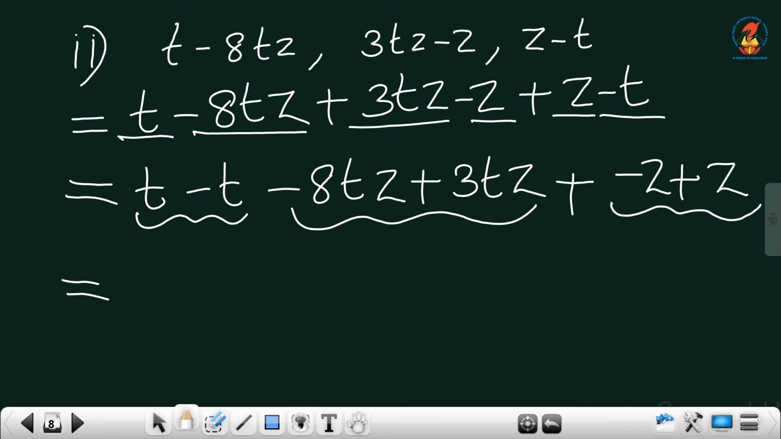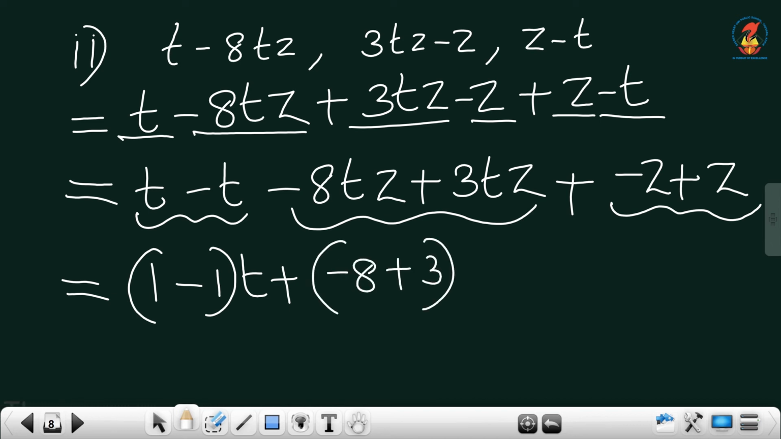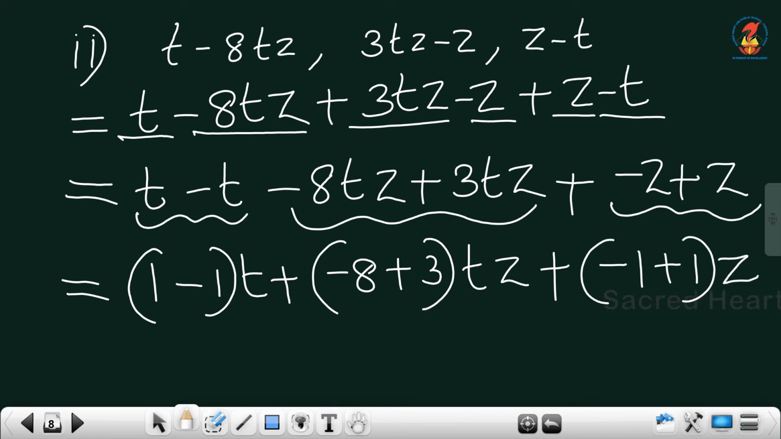Okay, children. So negative z and plus z, one group. These two terms have tz as the variable, so these two are like terms. Now take the numerical coefficients. Here it is 1, 1 minus 1, and take the common variable outside. In the same way, here the variable plus negative 8 and plus 3, and write tz outside. Same way, negative 1 plus 1, and write the variable z outside.